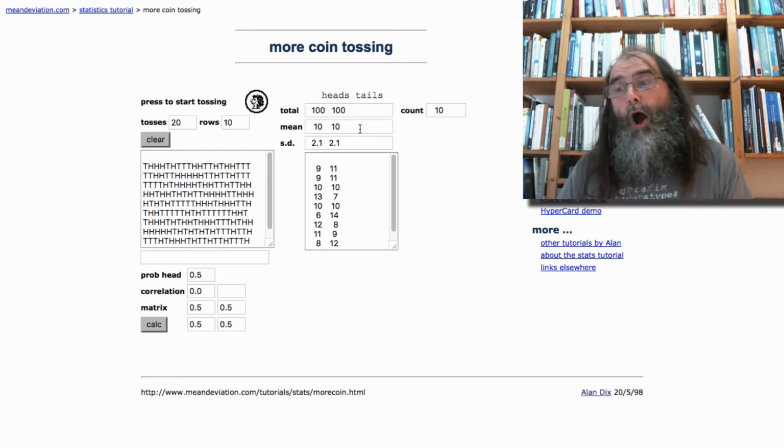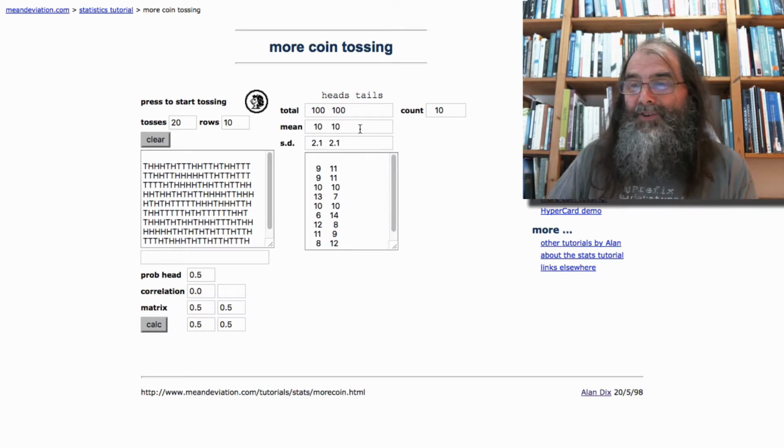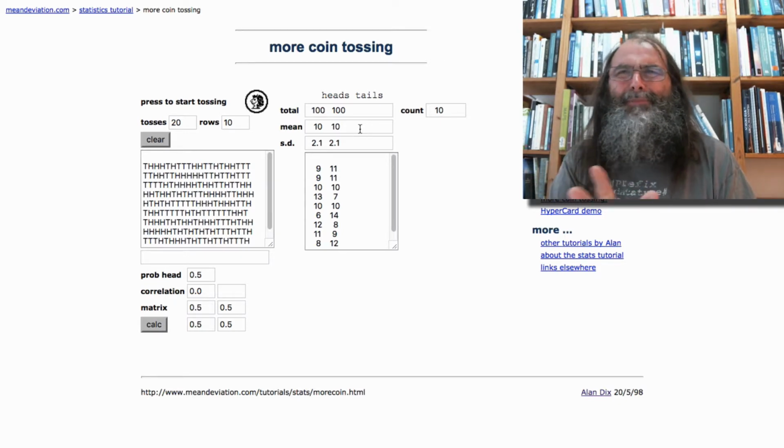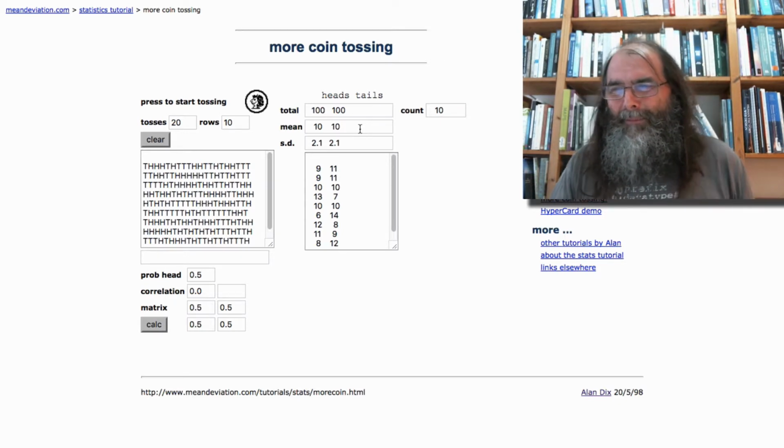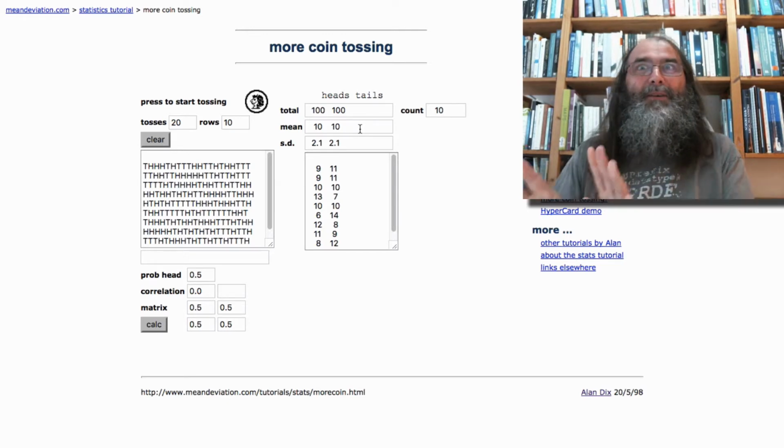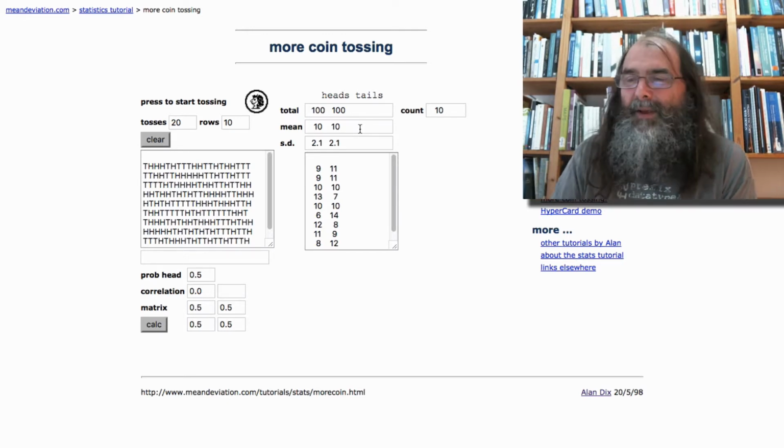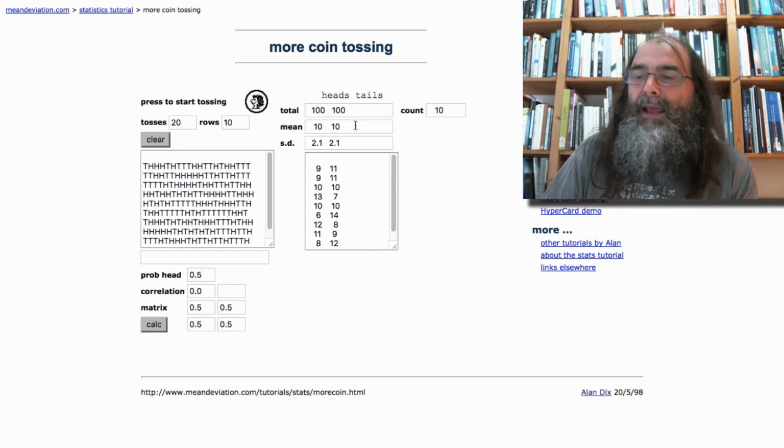Oh, actually, whoa, look at that. Exactly 100 of each. That's a fluke. It shouldn't be that good most of the time. I'm thinking something's wrong with my software. No, I'm sure it is working right. It just happens to be that this time it was 10 to 10. So the mean was 10 of each.